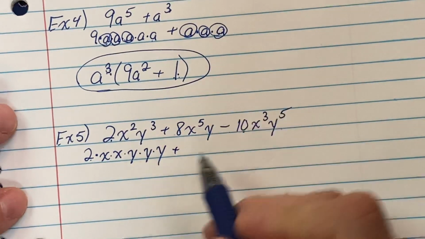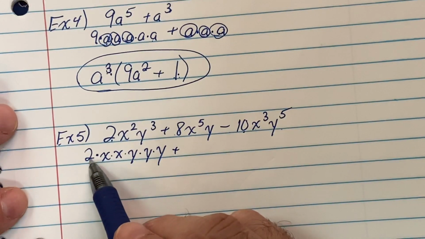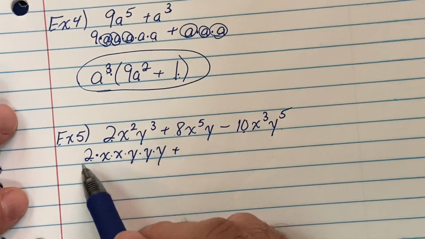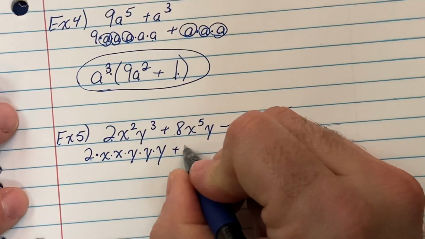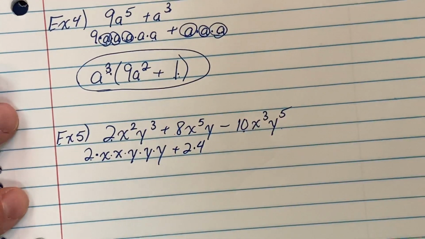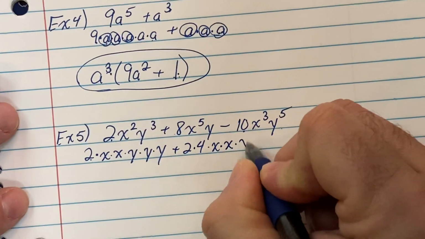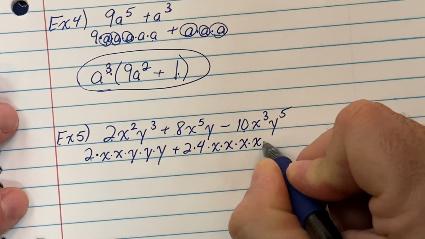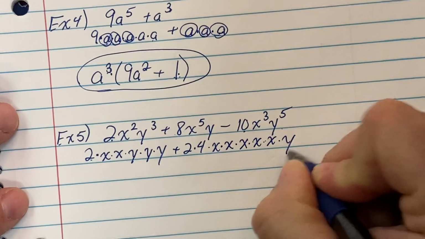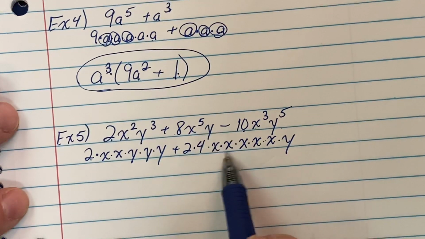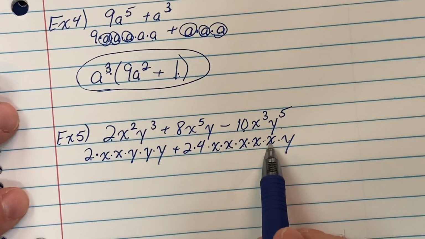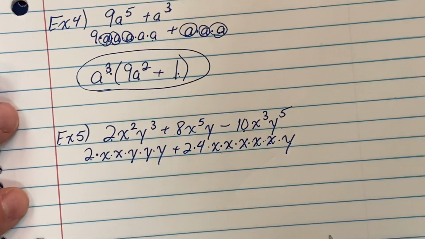All right, let's go to the 8. I know it's going to be a 2. The GCF of 8 is 2. So we're going to say 2 times 4 times x times x times x times x times x times y. Because x to the fifth, 1, 2, 3, 4, 5, and y once.